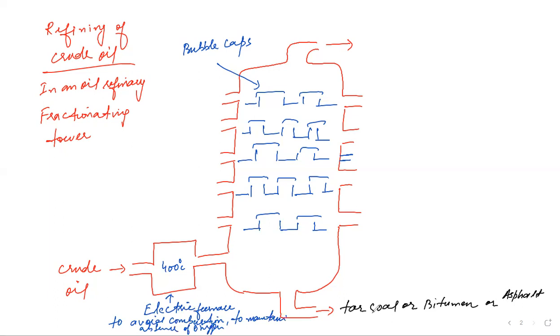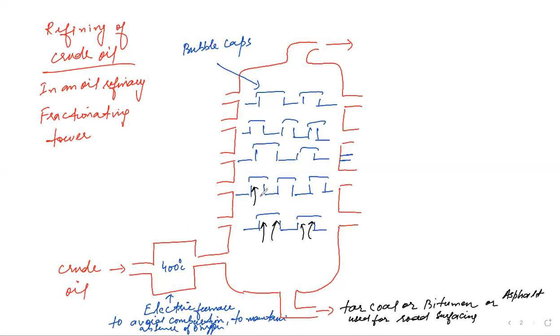Have you heard all of these three names? Sir, I've heard bitumen and charcoal. Bitumen is used for road surfacing or road carpeting. Yes. And Sahil, gaseous fractions will be moving upward.